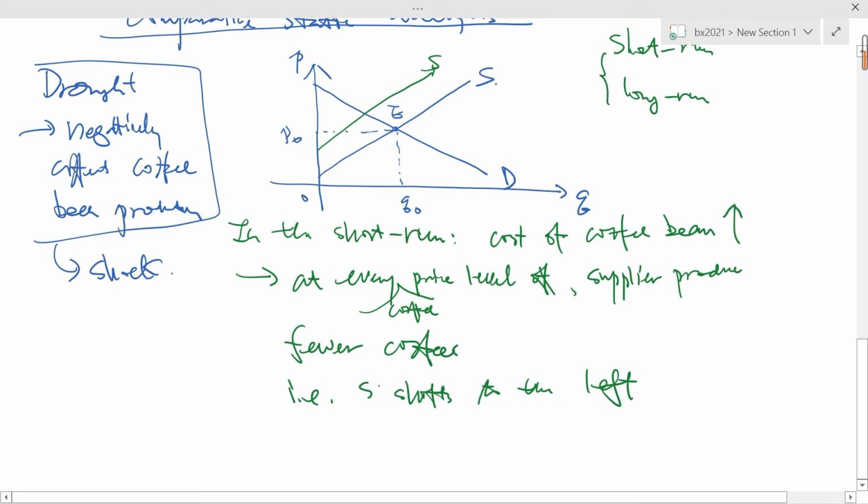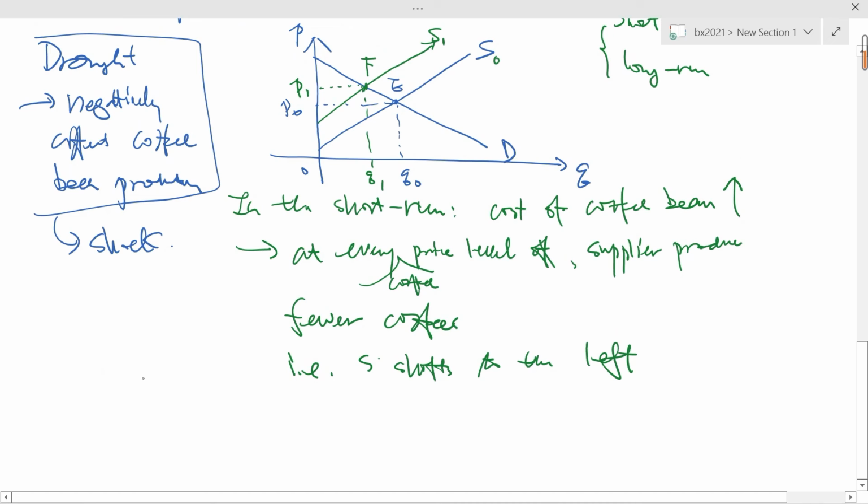This is D, this is S0, this is S1. So the equilibrium moves from point E to point F, which means the price goes up and the equilibrium quantity goes down. Okay, that's in the short run.